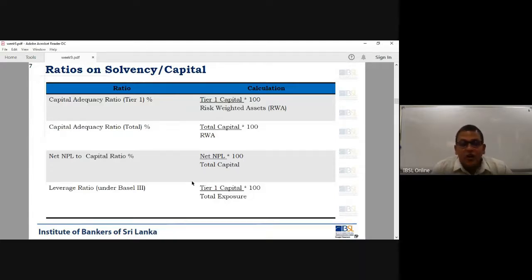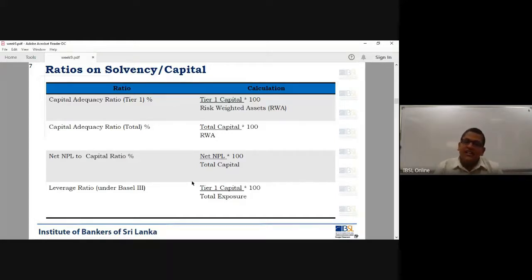In that scenario, they calculate the net NPL amount for a bank, and compared to the net NPL, what capital the particular bank or finance company has, to compare whether it has enough absorbing power to meet any unexpected risk arising from the NPLs.